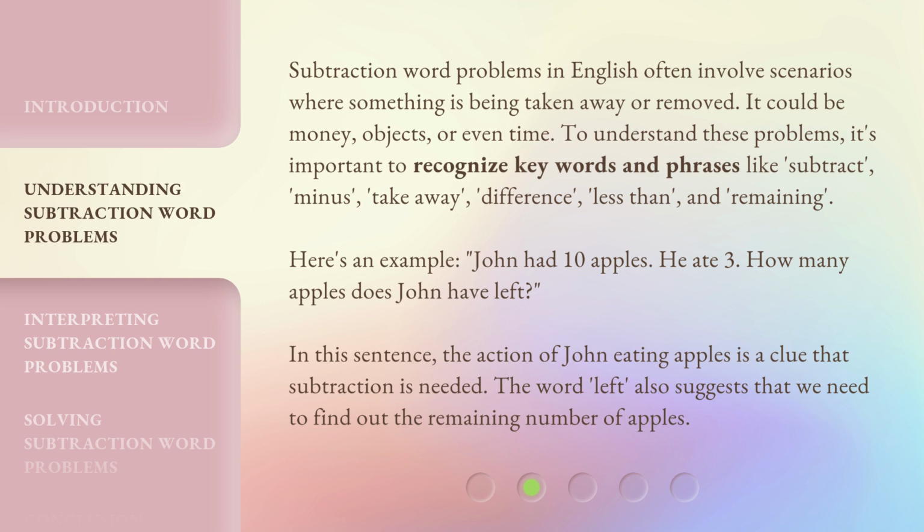John had 10 apples. He ate 3. How many apples does John have left? In this sentence, the action of John eating apples is a clue that subtraction is needed. The word left also suggests that we need to find out the remaining number of apples.